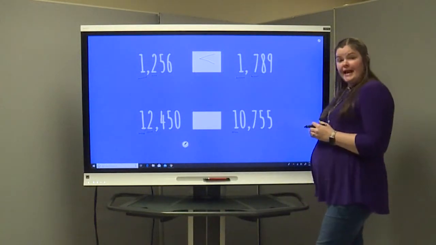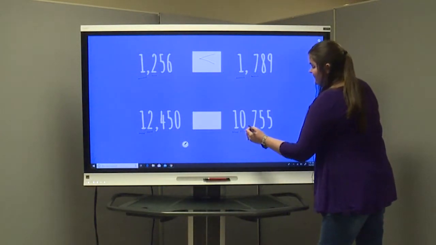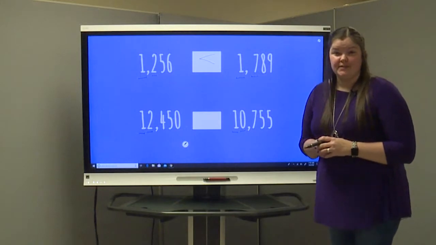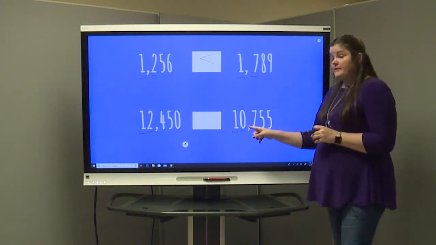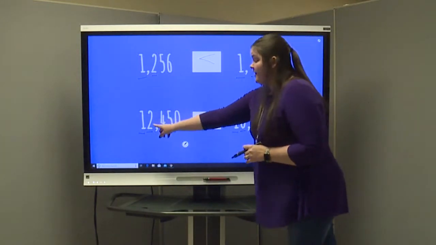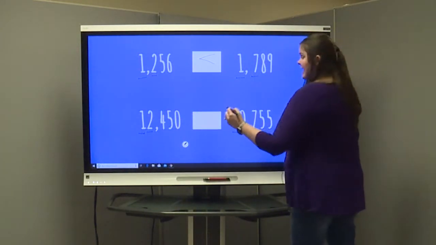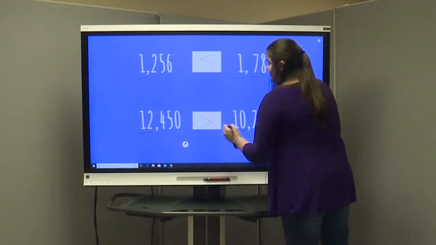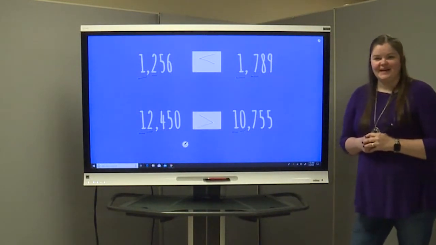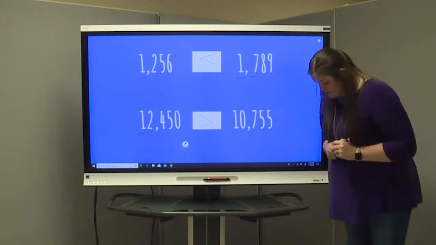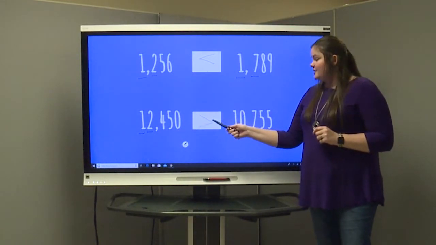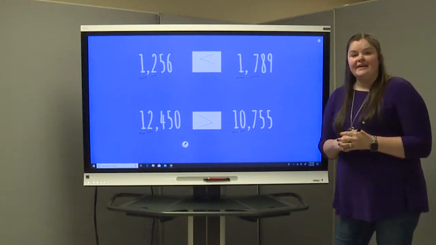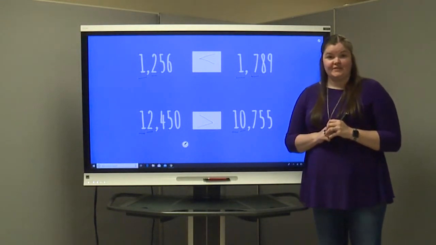Next, I have 2,000s compared to 0 thousands. So I should definitely know that that 0 is not going to be larger than that 2. So this time, we're going to put a greater than symbol in that box. So let's read this number sentence. 12,450 is greater than 10,755.